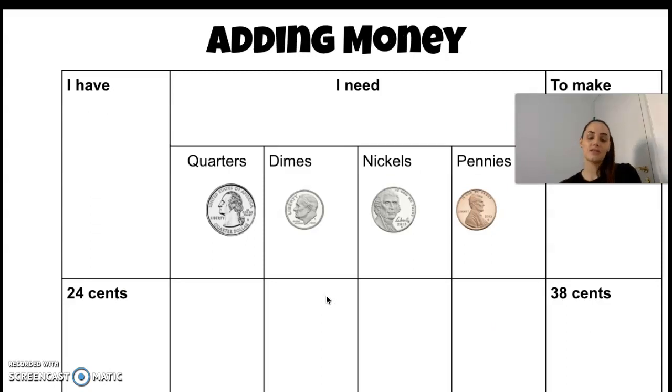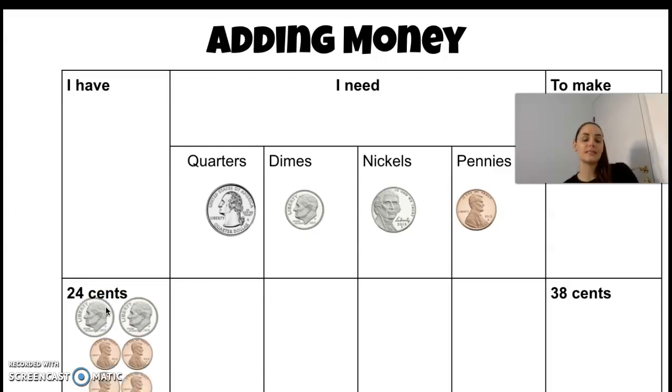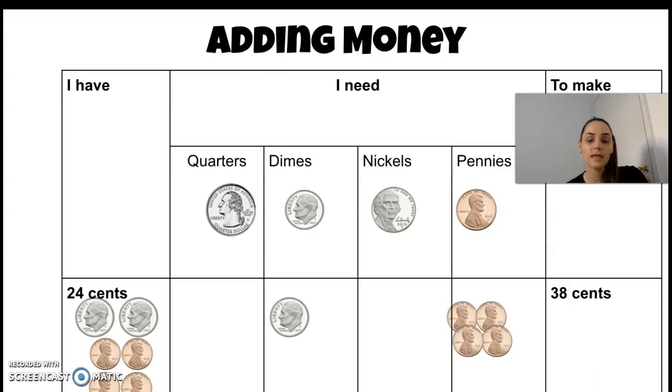Okay, in this exercise, I have 24 cents and I need to get to 38 cents. So the first thing again, I'm going to draw my 24 cents, the money that I have. I use 2 dimes and 4 pennies and I need to get to 38. So 24 plus 10 equals 34, plus 4 equals 38. So I added 14 more cents in this opportunity.